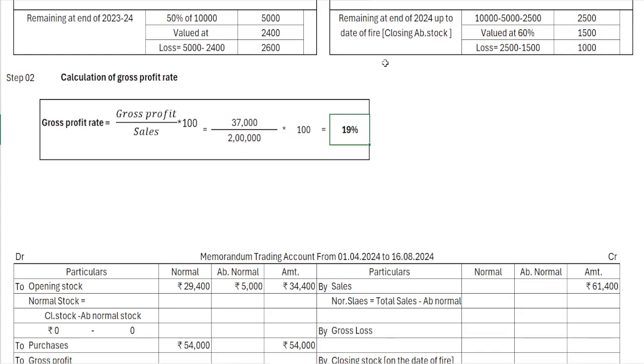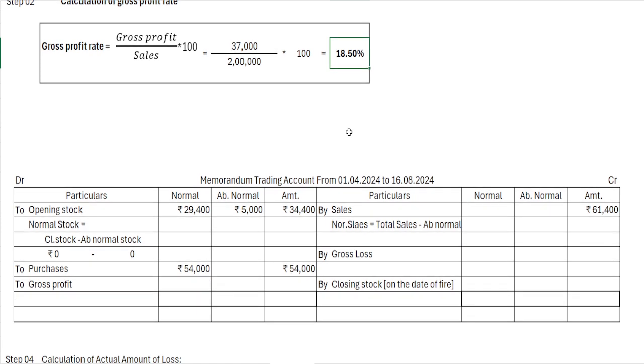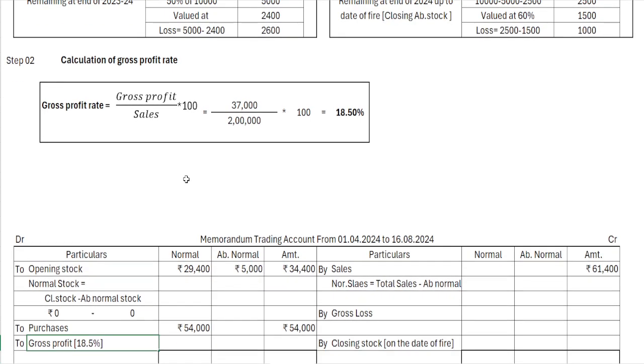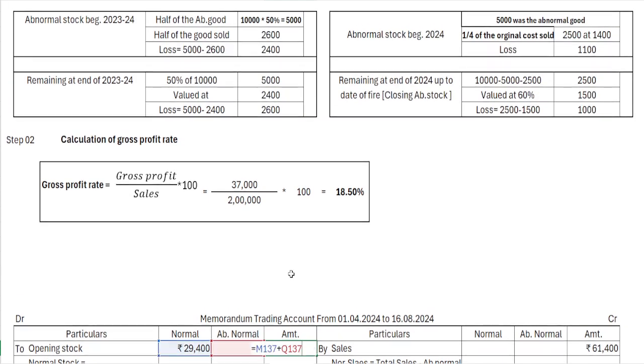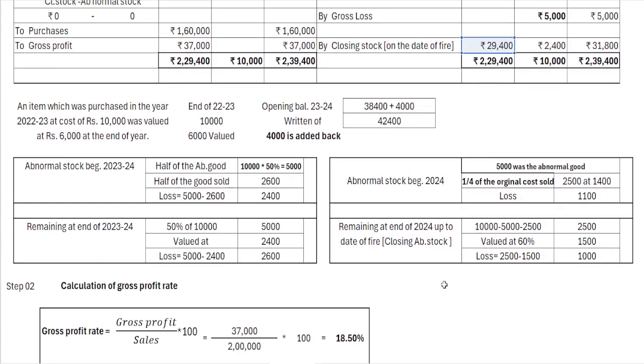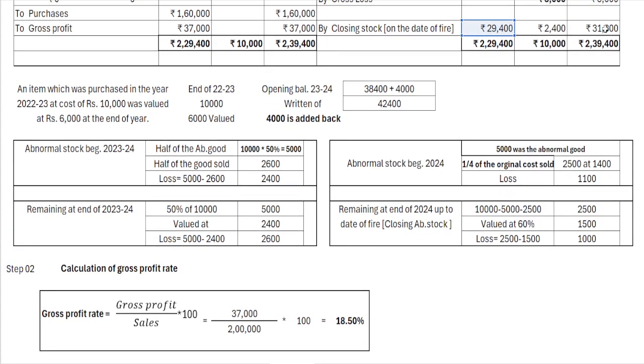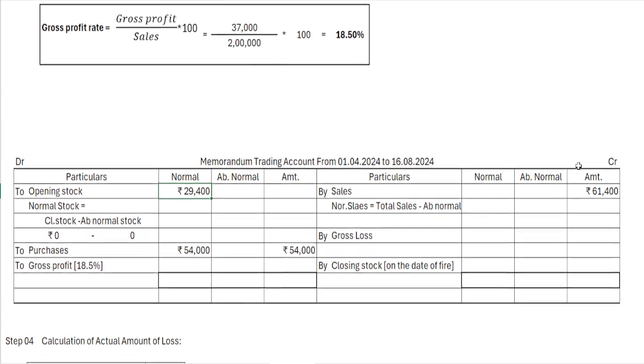It's better to take 18.5 as real. 18.5% is the gross profit rate. How much is the gross profit rate? 18.5%. Done. Now the opening balance. How much is the opening balance? Here the closing balance will be the opening balance, 31,800.